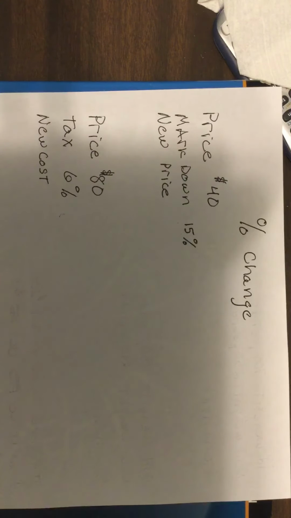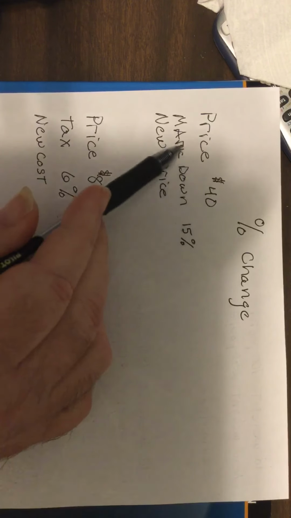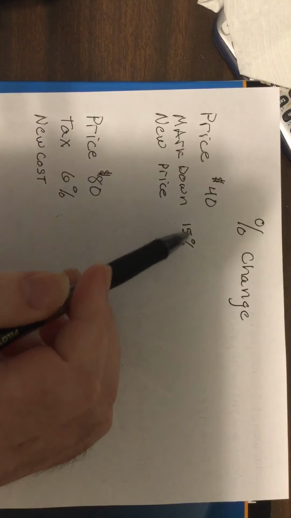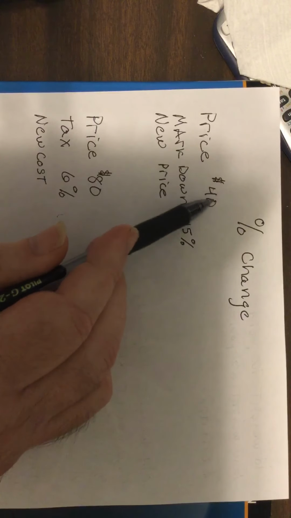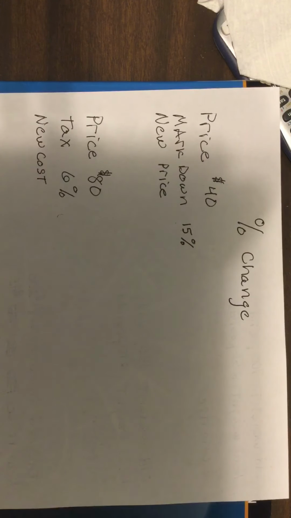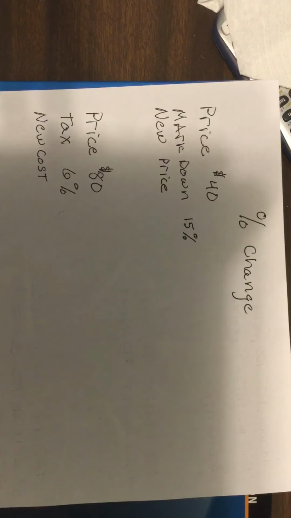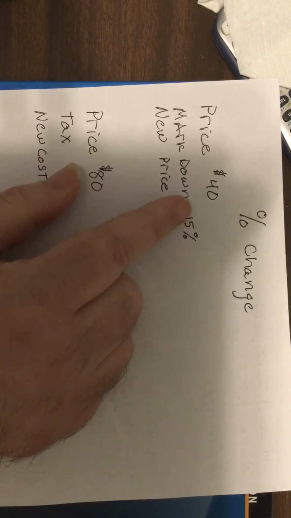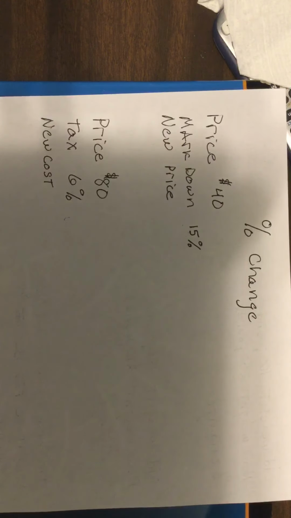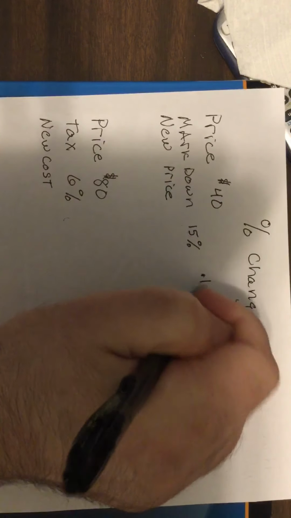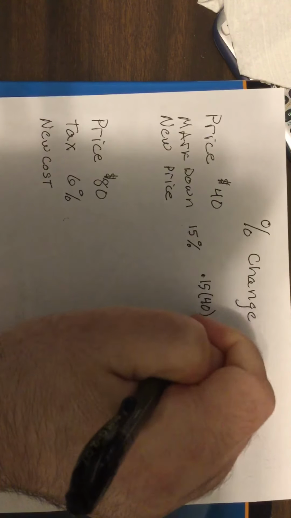So easy peasy. So you have something that's $40 and you want to mark it down by 15%. You first just multiply the number by 15% or 0.15. So I go on my calculator, you go 40 times 0.15. To change it to a decimal, you just move it over two places. So that will give me 6. So 0.15 times 40 is 6.